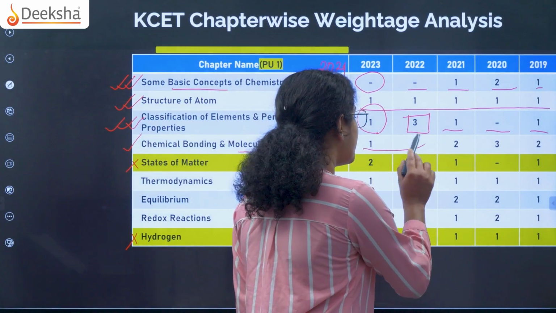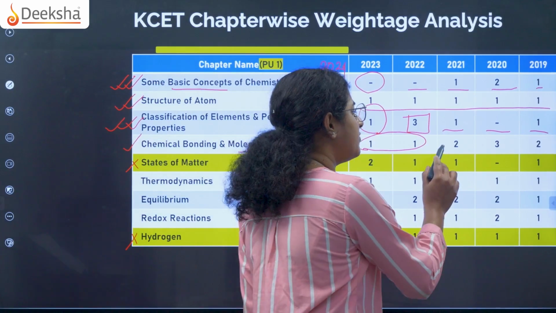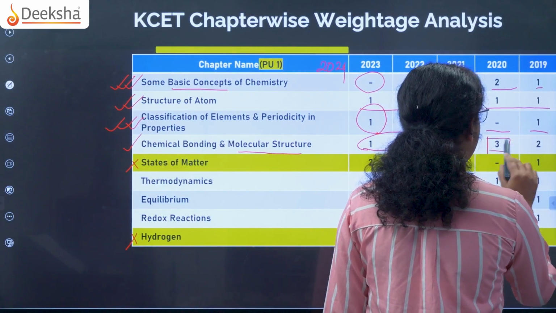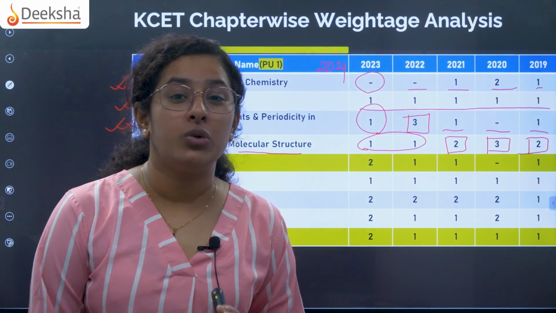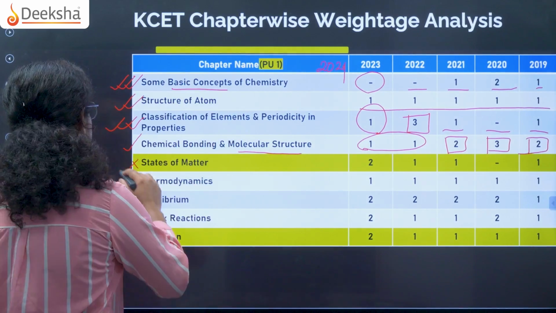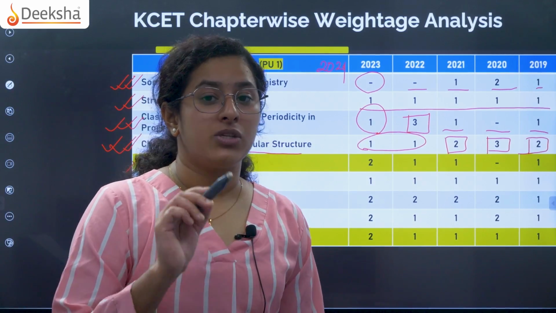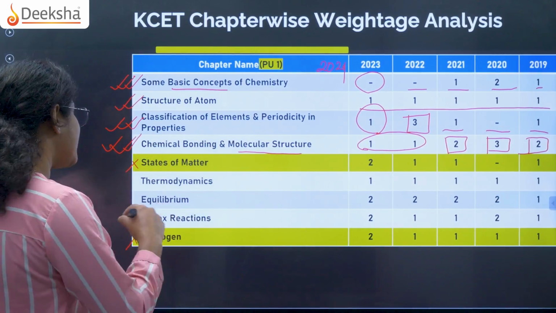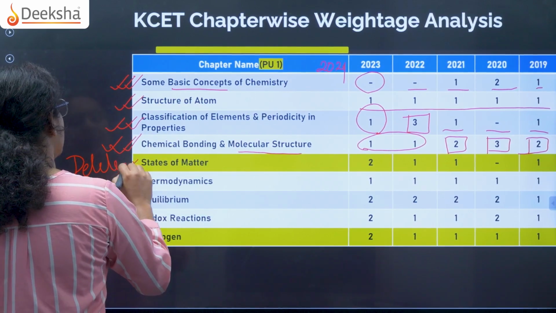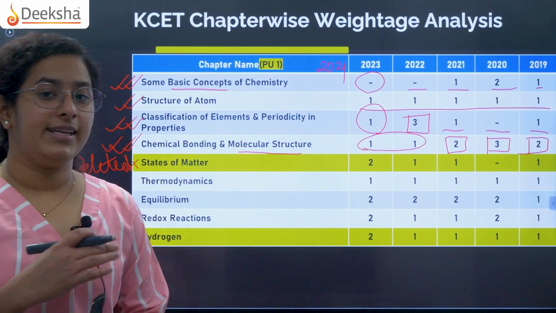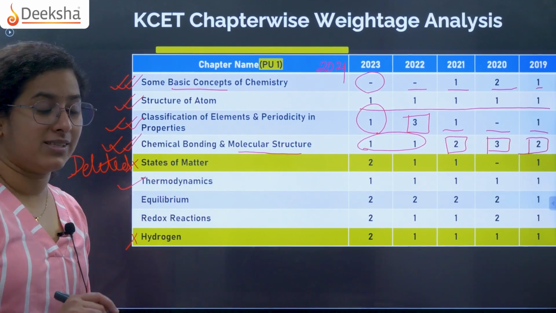For the last 2 consecutive years they have asked only one question, but before that you can see 2, 3, again 2 questions, which means you can expect 1 to 3 questions from this particular chapter. So I will tell you this is a must-do chapter. Then the next chapter, states of matter, is a deleted chapter, so just neglect that. Next one, thermodynamics.